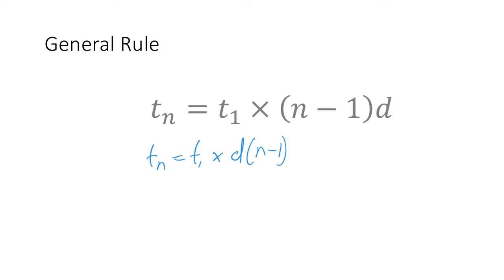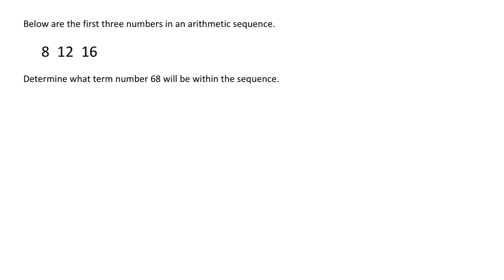So let's have a look at an example of how I can find a term number if I know a value of a sequence within a term. In the example, we have the first three numbers of an arithmetic sequence being 8, 12, and 16, and we want to determine what term number a value of 68 will be within the sequence.